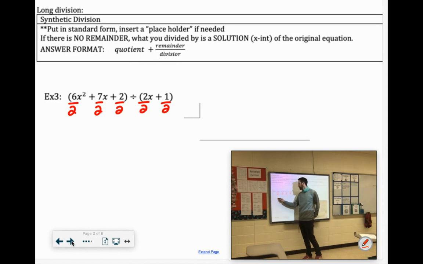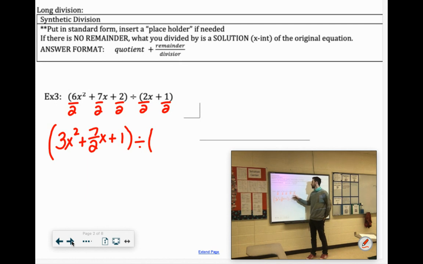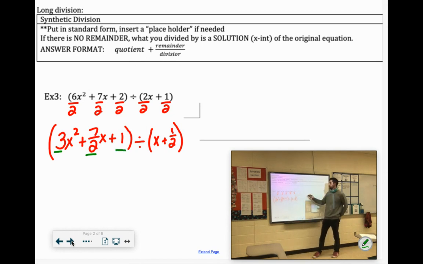So 6x squared divided by 2 is 3x squared. We're going to leave this 7 over 2x instead of doing the decimal. And then 2 divided by 2 is 1. Now we're going to be dividing this. 2x divided by 2 is x. 1 divided by 2 is 1/2. So here's what you do with synthetic division. All these coefficients, you just write across the top. So we'll have 3, we'll have 7/2, and we'll have positive 1.